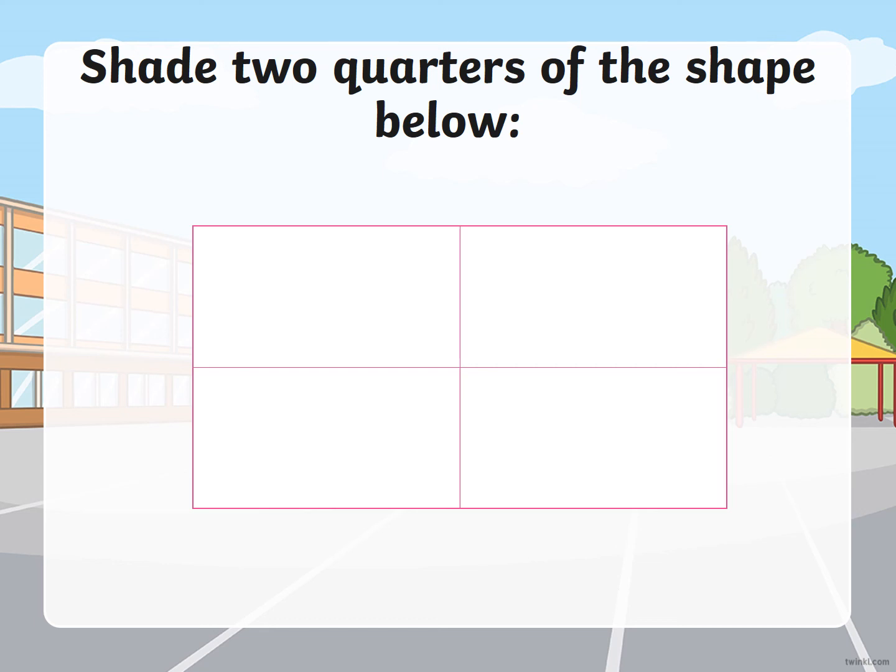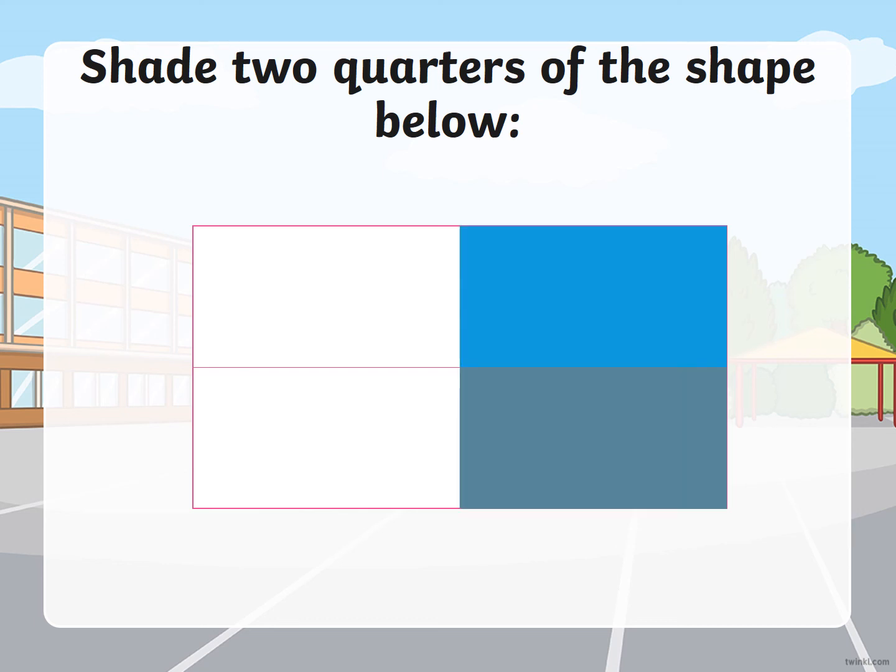Now it's asking me to shade, remember that means colour, 2/4 of the shape. So each one of those boxes is worth 1/4. How many would I need to shade to make 2/4? Pause the video, have a think. That's right, 2 out of the 4 needed to be shaded. Okay?